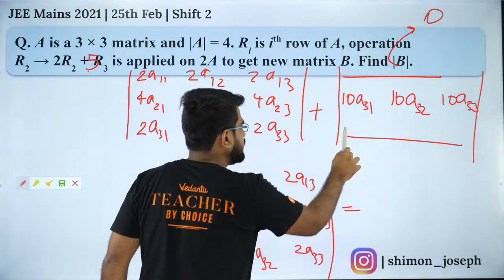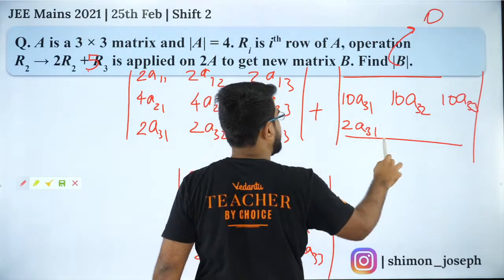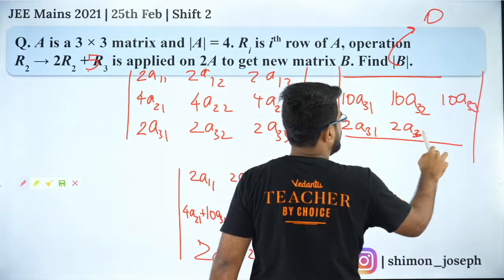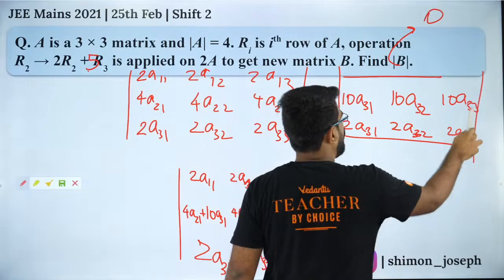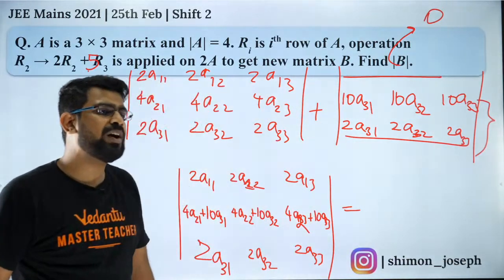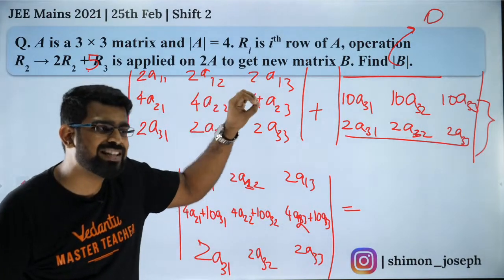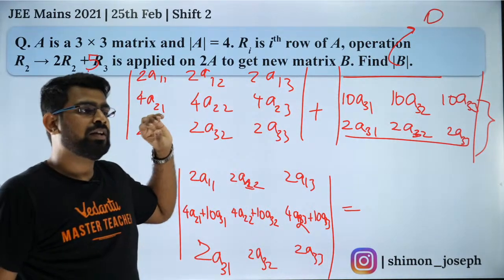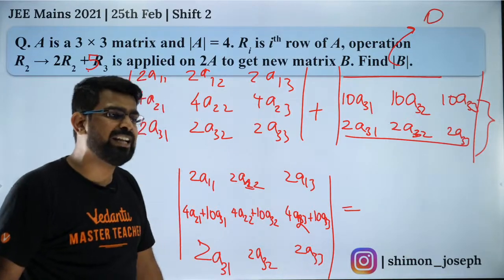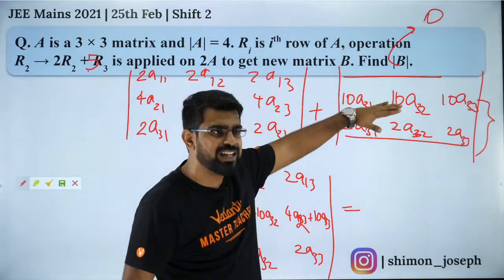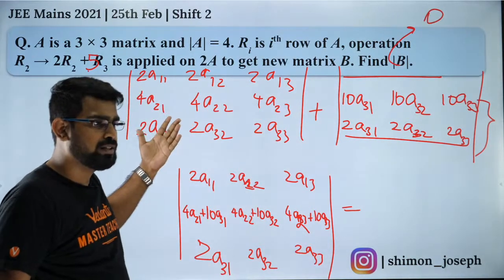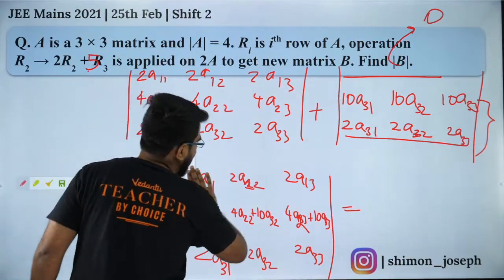Now this determinant will be 0. Why? Because the next row is 2a31, 2a32 and 2a33. So these two are proportional. Whenever you have two rows proportional, the value of determinant is 0. Did you all understand that? Everybody clear? So I will remove this.